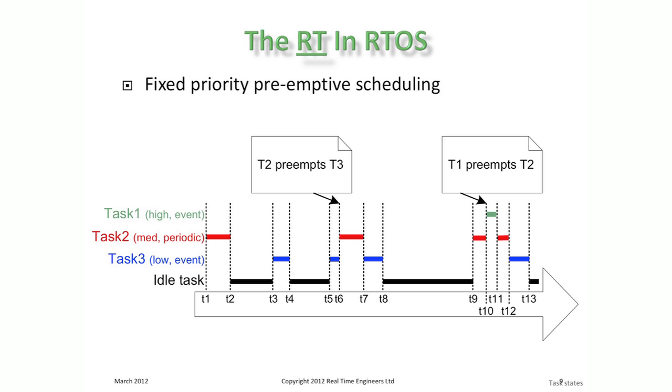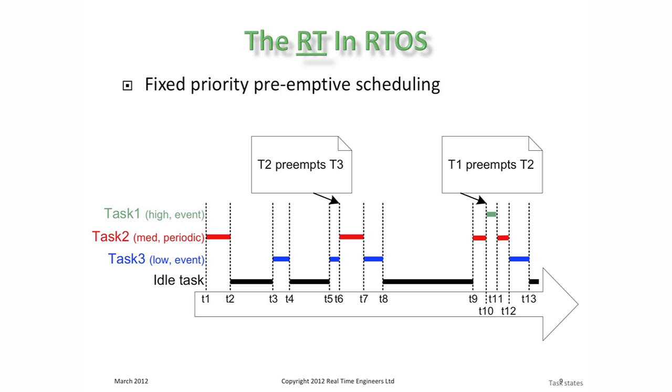In this example, we have task 1, which is a high priority event driven task. Task 2, which is a medium priority periodic task. In other words, it wants to run at a fixed frequency, as often things like motor control do want to do. Task 3 is a low priority event-driven task. Ignore the idle task for a minute. We'll come back to that in a second. So this is just an example of how the kernel will behave.